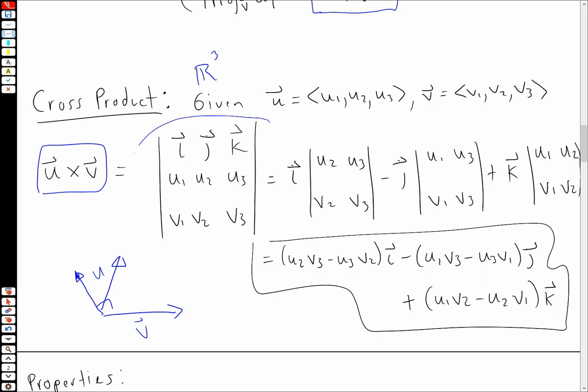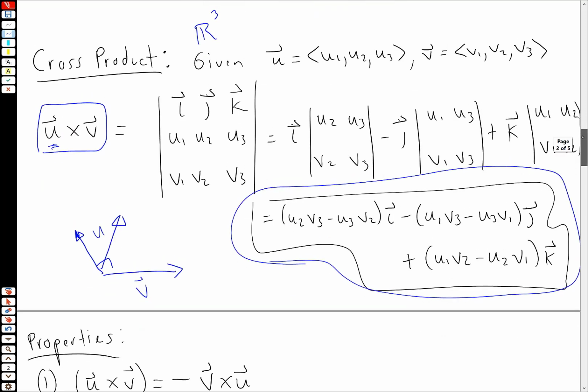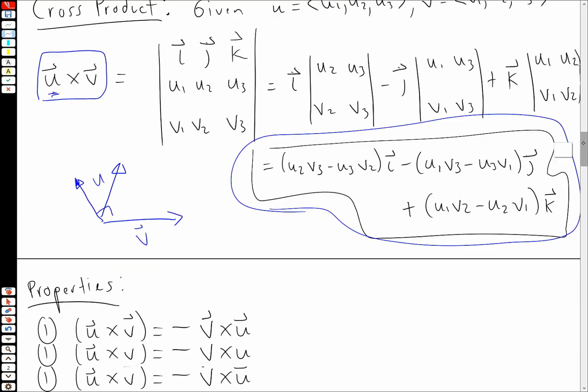If you know matrices, the cross product can be defined in terms of the determinant of a matrix, where the first row is the standard basis vectors, the second row is your first vector u, or the coordinates at least, and the third row is the coordinates of the second vector. If you don't remember matrices, we'll get into that a little bit later. You can jump to this line right here, and that's the formula for it. Okay, so this is how we define the cross product.